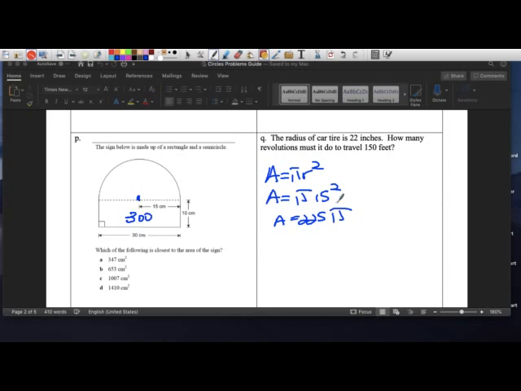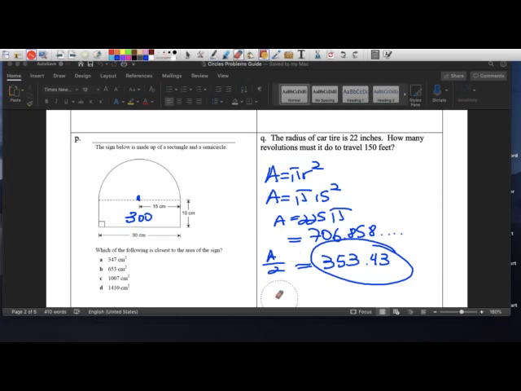225 times pi. So the area of the full circle would be 706.858, and so on. I'm going to divide the answer in the calculator by 2. It's going to give me a more precise answer. So my area of a semicircle, the area divided by 2, is going to be 353.43. The area of the circle divided by 2. So the area here is 353.43 and so on, right. So if we add those two, you can clearly tell that the correct answer is going to be B.